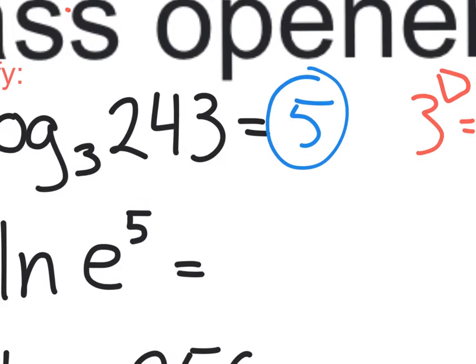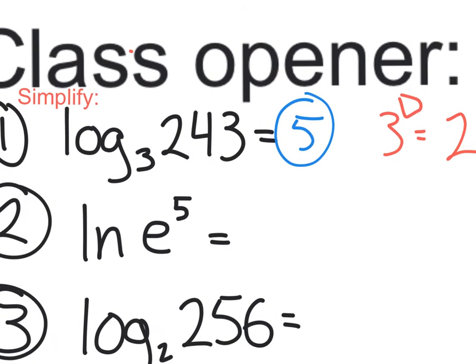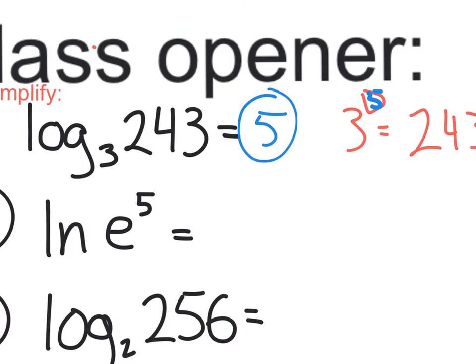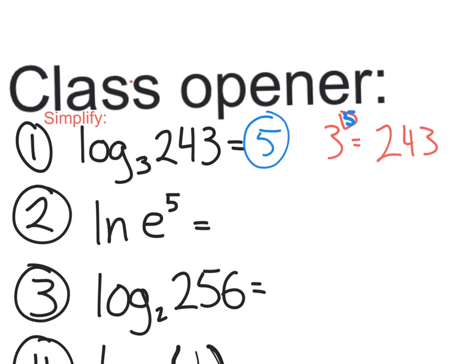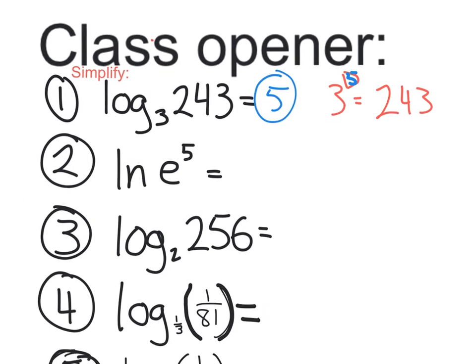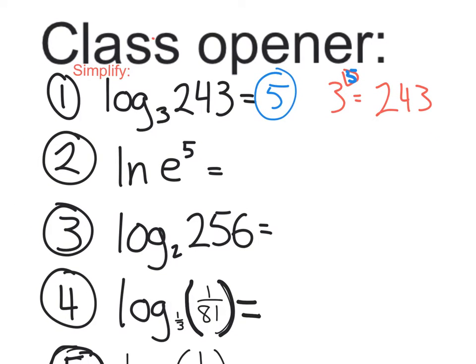Now, if somebody were to ask you why is the answer 5, you would say, because 3 to the 5th power is 243. A part of the quiz tomorrow is not only going to tell you to simplify, but they're also going to give you one that already has the answer, and ask you to rewrite it in exponential form. That's even easier. 3 to what power gives you 243? 3 to the 5th power. If they give it to you, you just write 3 to the 5th gives you 243.